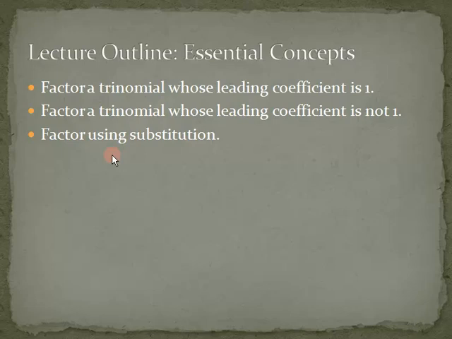To begin with, we're going to factor a trinomial when the leading coefficient is 1, because that strategy will help us when we move into more complicated situations, and that's when the leading coefficient is something other than 1. Now, once we've learned how to factor trinomials, we're going to employ another trick to handle even more polynomials using a technique known as substitution.